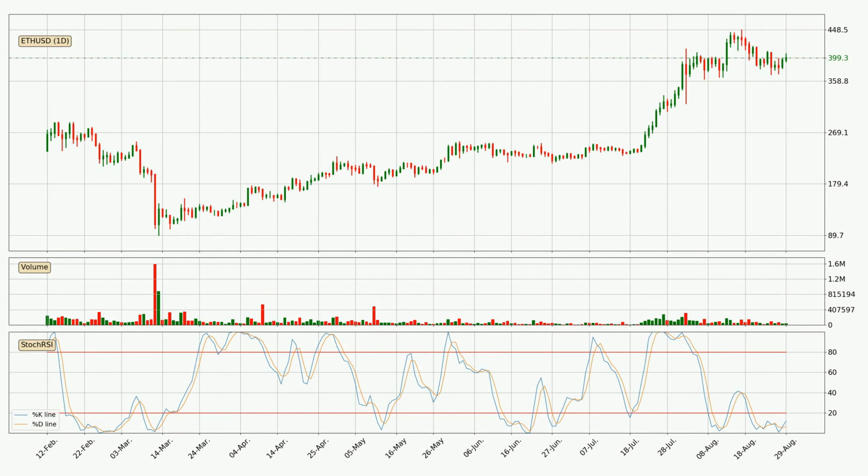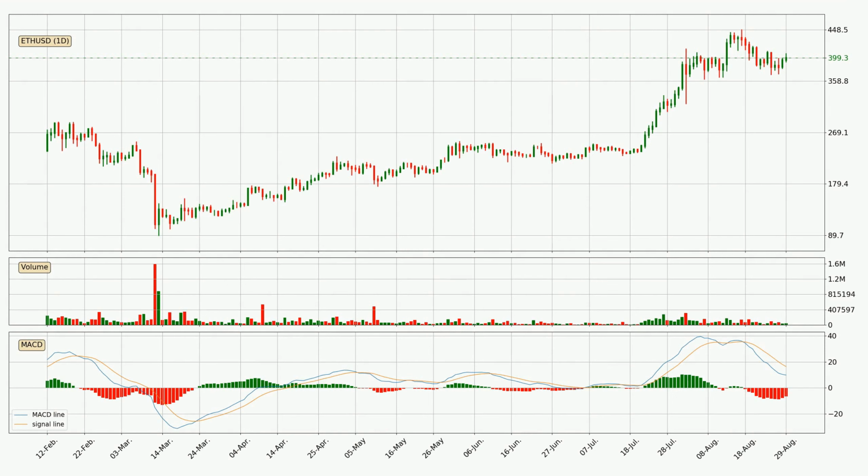Looking at the daily stochastic RSI, both the %K and %D lines are in the lower region, which means that the price is getting oversold and soon a trend change or at least some kind of consolidation could be expected. The K line is currently above the D line, which shows that the trend has shifted to the upside.